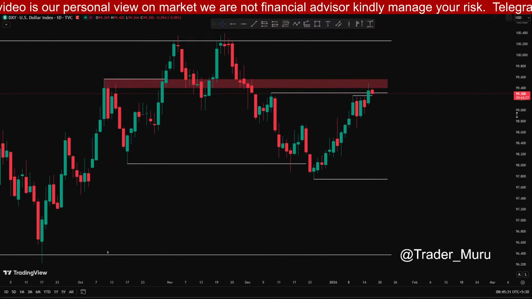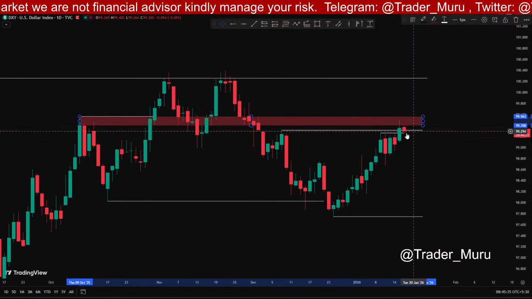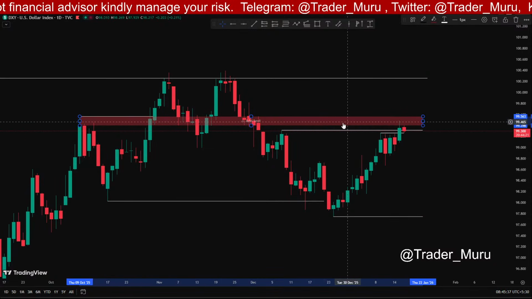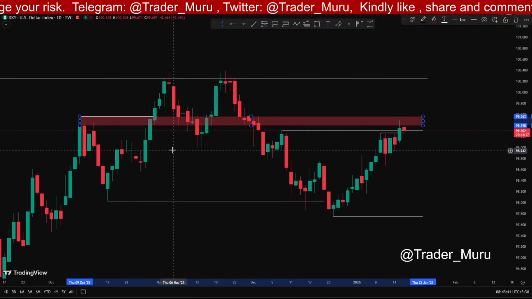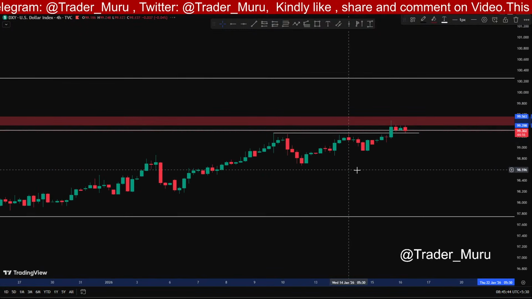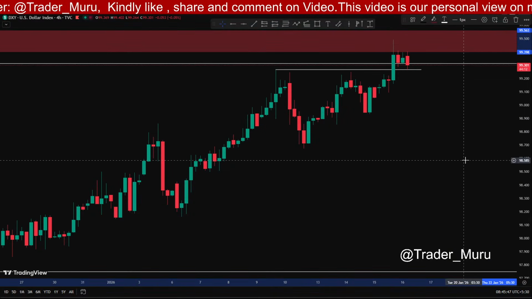Now for the DXY, we were expecting the market to drop again from this trade zone, which is our QML area in the daily time frame. So watch for a 4-hour structure change after the test of this high.